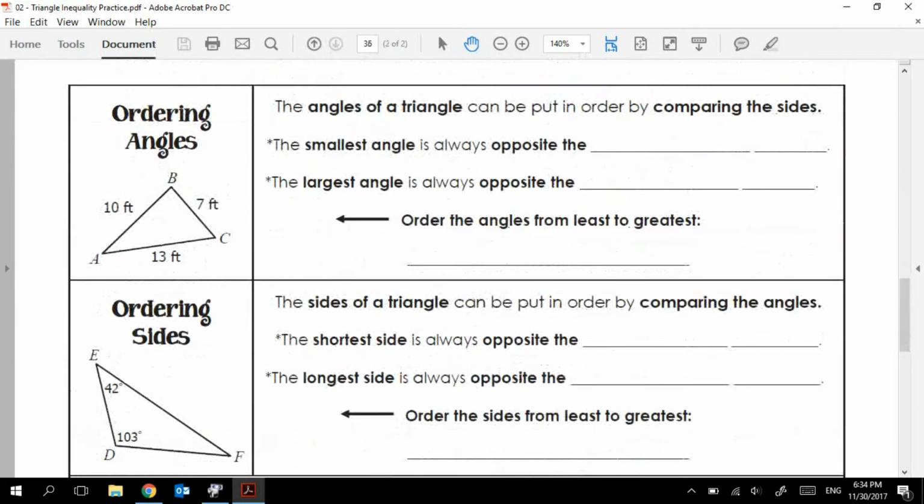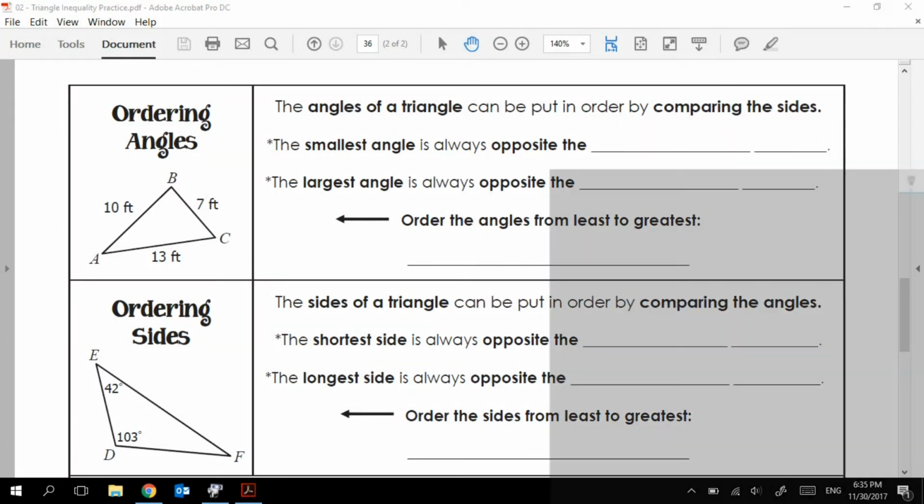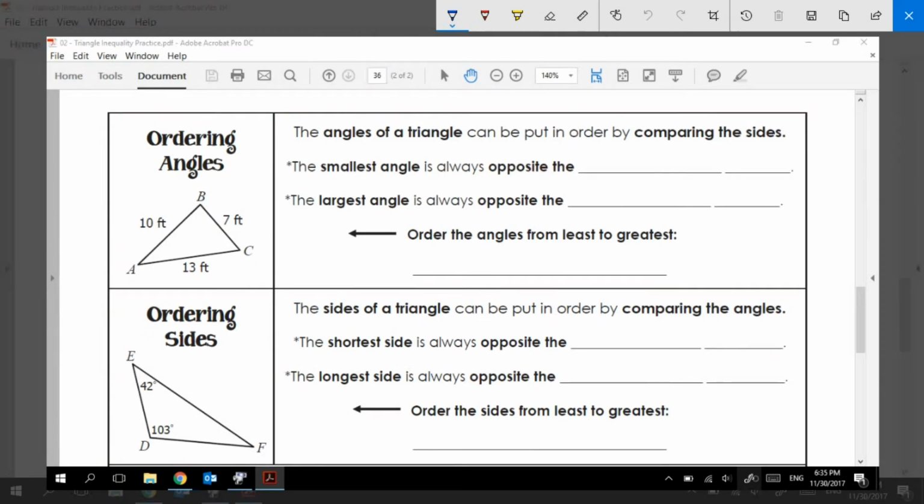Finally, we're going to the last rule, how we can order the angles and order the sides. And we're not talking about ordering the sides like I would like an extra large fries with chili on top and a Slurpee. I'm talking about sides as in the sides of a triangle. So take a look at the top. The angles of a triangle can be put in order by comparing the sides. Now look at this special rule.